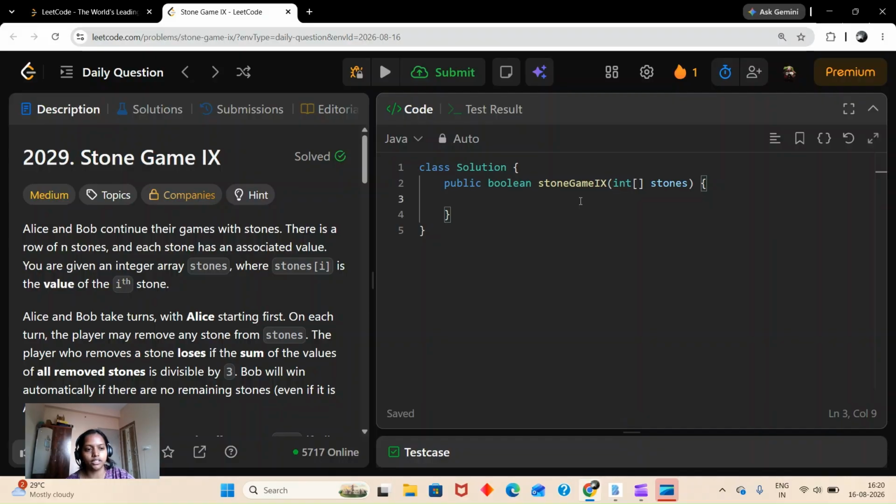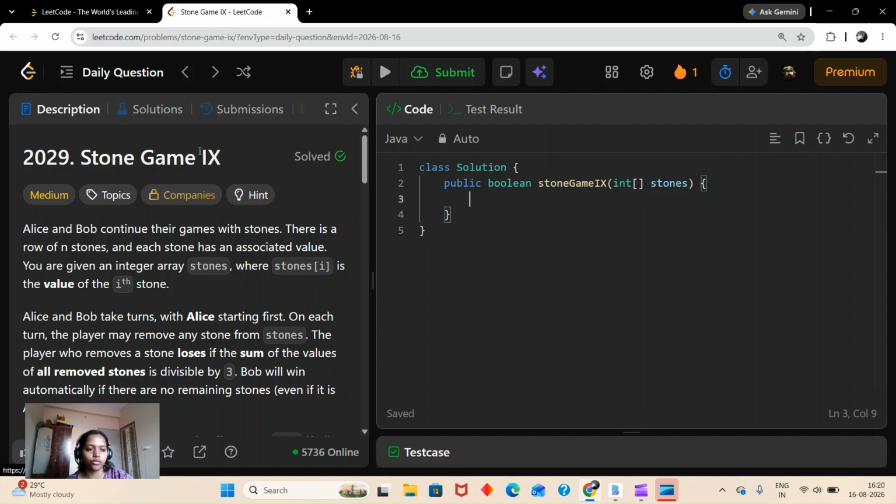Doing today's LeetCode daily challenge question. The question is Stone Game 9. Let's understand the question. We are given this: Alice and Bob continue their game with stones. We recently, 2-3 days back, solved the Stone Game 6 problem, so you can solve that and come here as well.